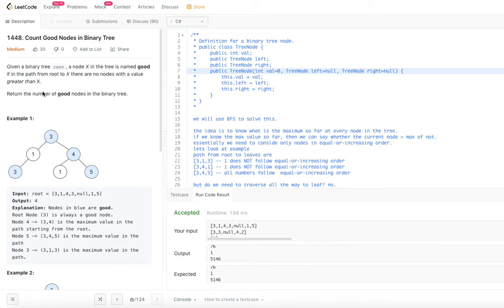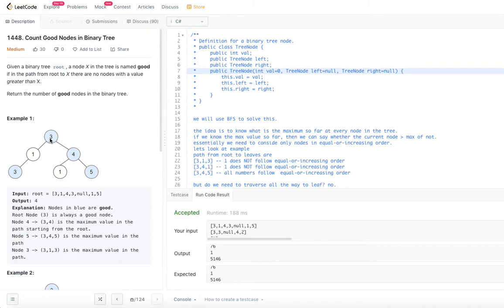So let's go ahead and try to understand through the example. Example 1: 3 is the root node. Obviously there is no node before the root node, so the root node is always a good node, because there is no node prior to the root which is greater than the root node value. So 3 is a good node. That's why it is put into the blue color here.